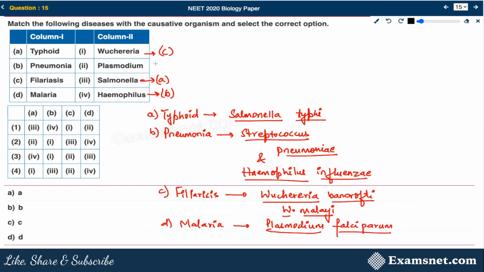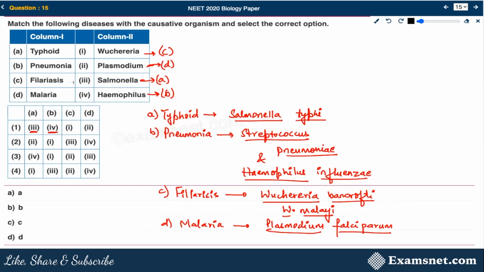Clear? So this will go with D option. So let us take a look at what options are being matched. A will go with the third option, which you can see over here. Then B is going to go with 4 here.